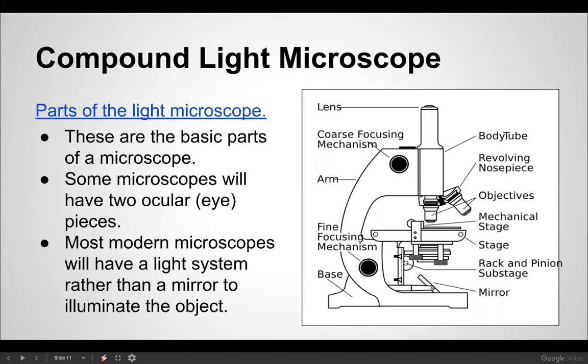So here's your typical microscope. We have the lens up here, where we put our eye, and it's usually around 10 times. It helps magnify something 10 times. The light will pass through here, and this is your objective lenses, and you can manipulate those.